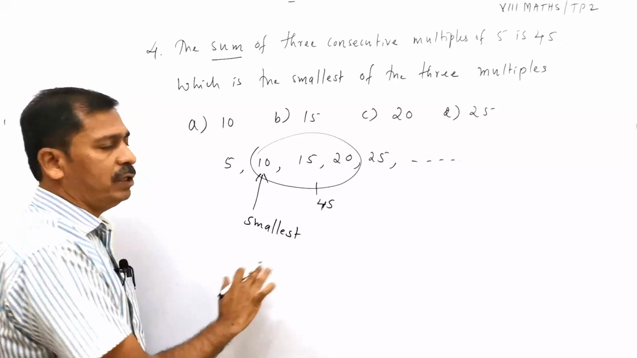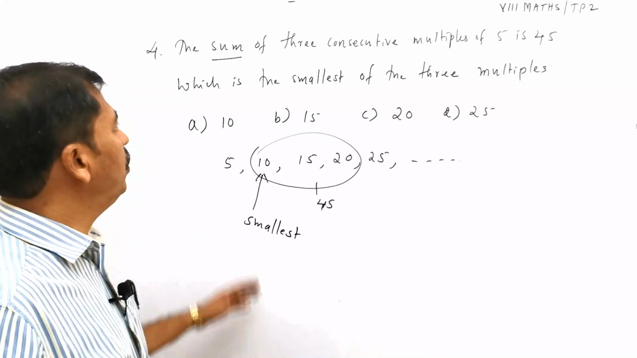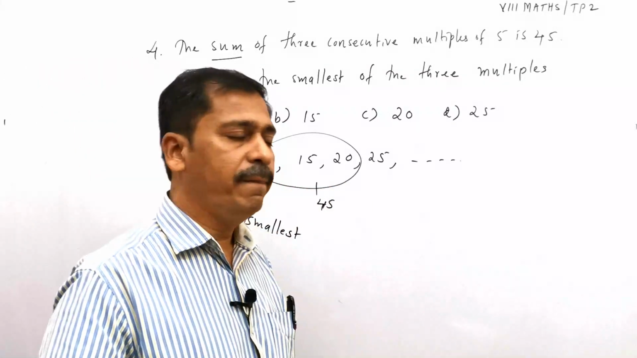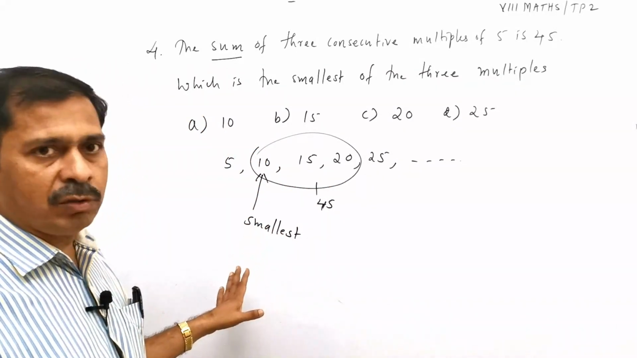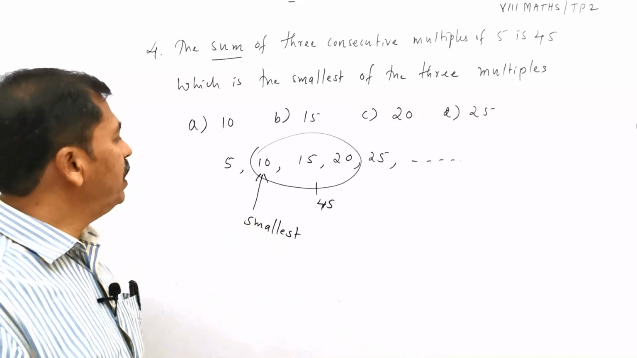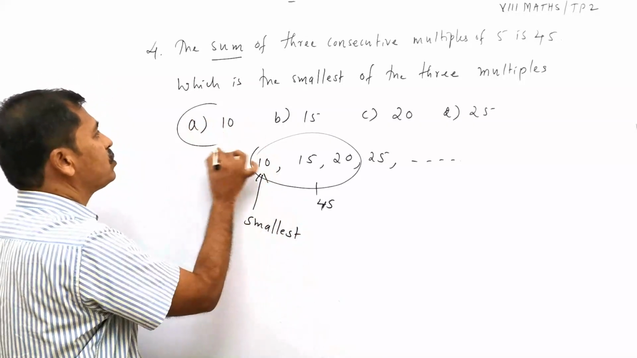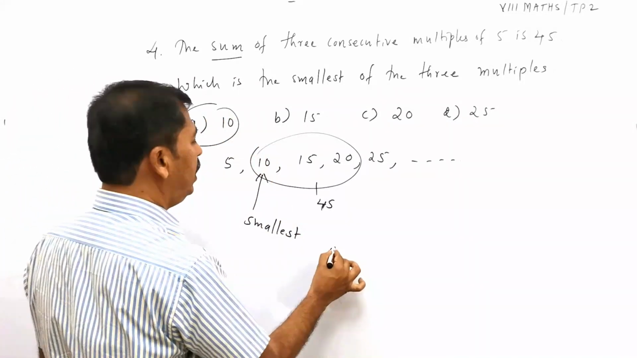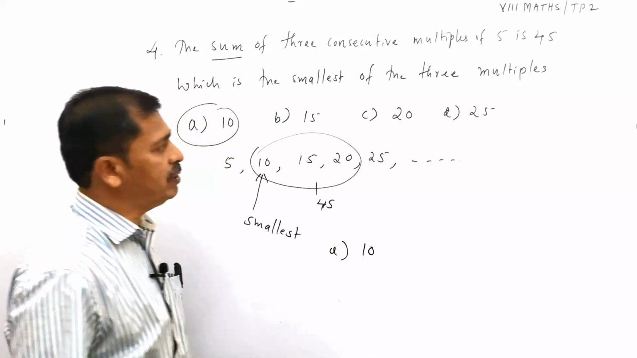So you don't form the equation. As it is an objective type question, you have to visualize the answer, that's all. Actually, it is a problem based on linear equations, but in this manner you can find out the answer. So our choice is A, 10 is the right answer for this.